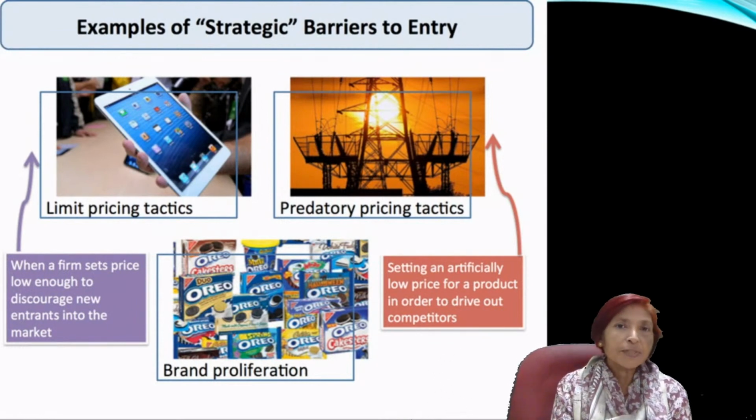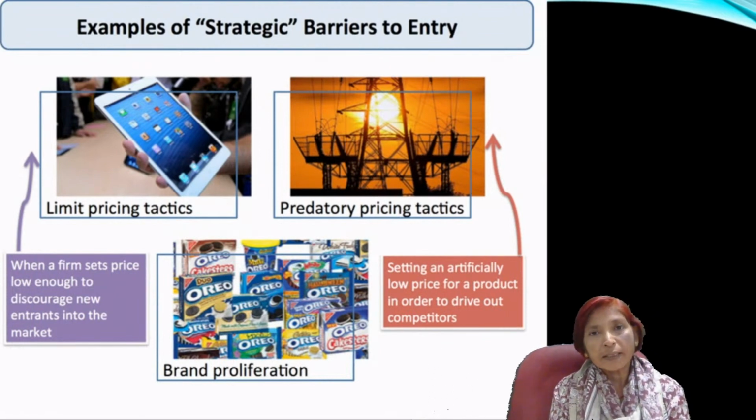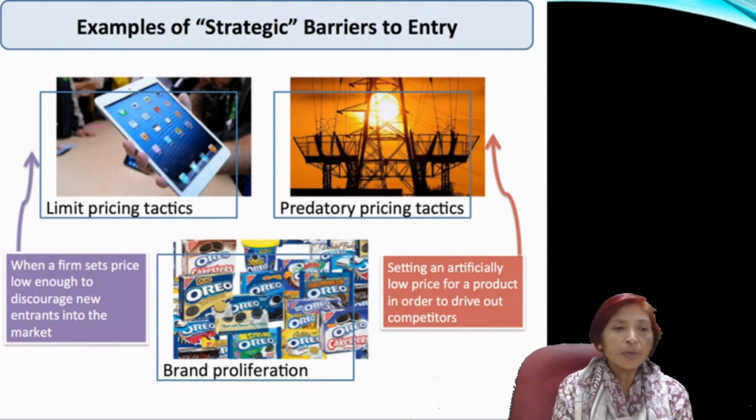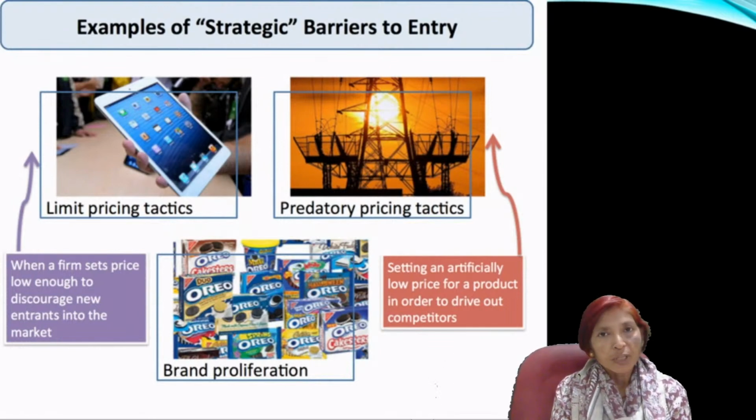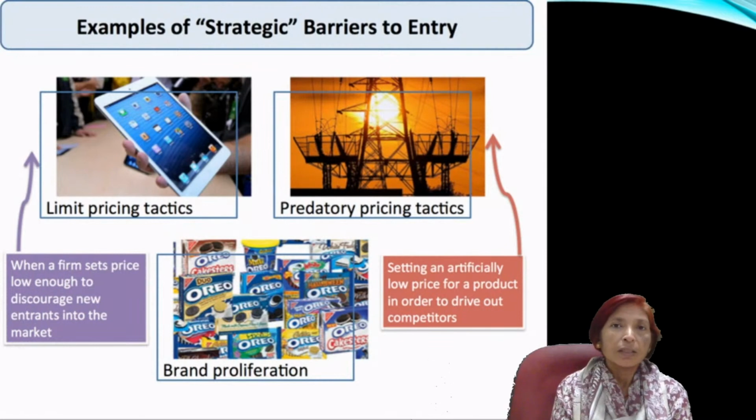Now, examples of strategic barriers to entry are limit pricing tactics and predatory pricing tactics, when a firm sets the price low enough to discourage new entrants into the market. And next is brand loyalty or brand proliferation. We're setting an artificially low price for a product in order to drive out competitors. So this is known as strategic barriers to entry.